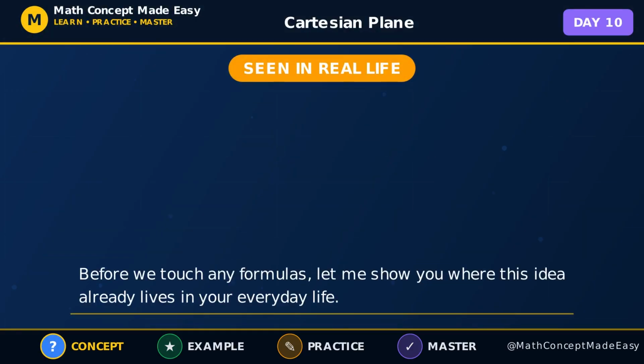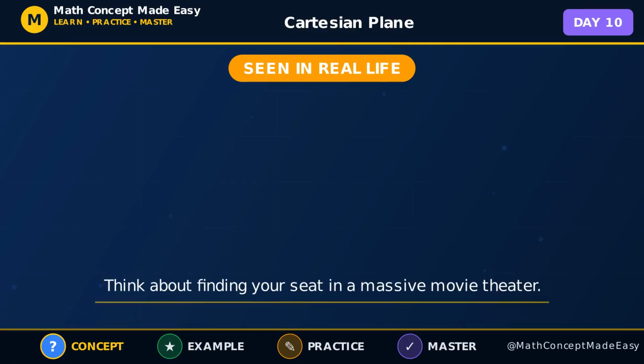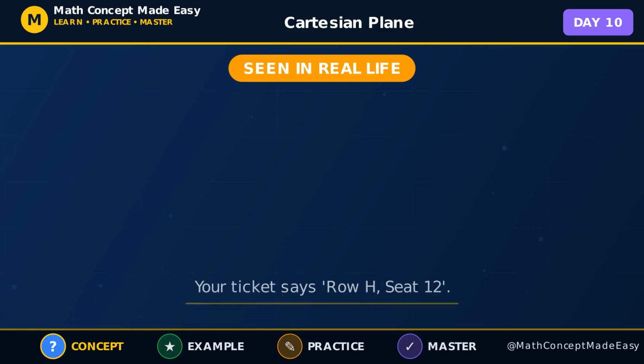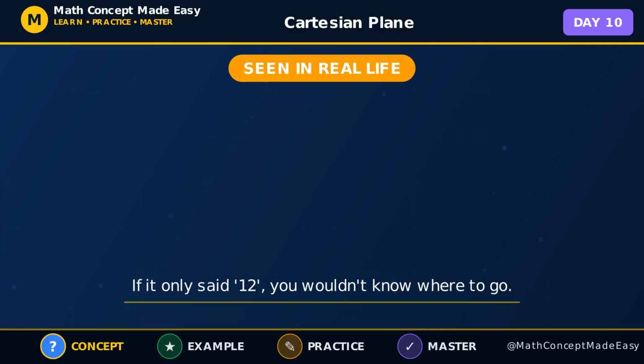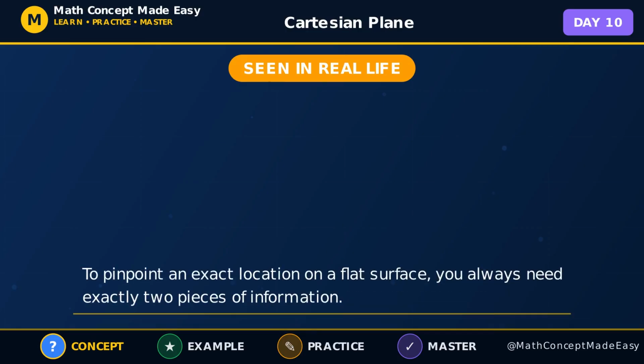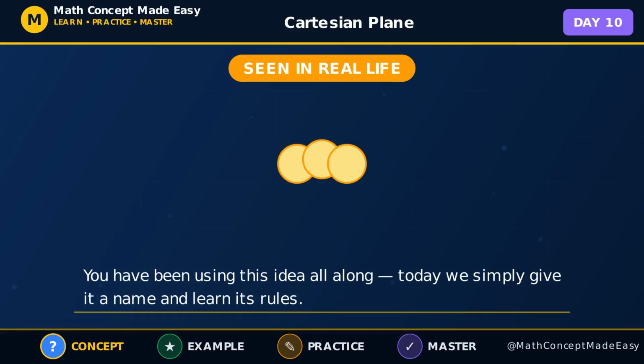Before we touch any formulas, let me show you where this idea already lives in your everyday life. Think about finding your seat in a massive movie theater. Your ticket says row H, seat 12. If it only said 12, you wouldn't know where to go. To pinpoint an exact location on a flat surface, you always need exactly two pieces of information. You have been using this idea all along. Today we simply give it a name and learn its rules.